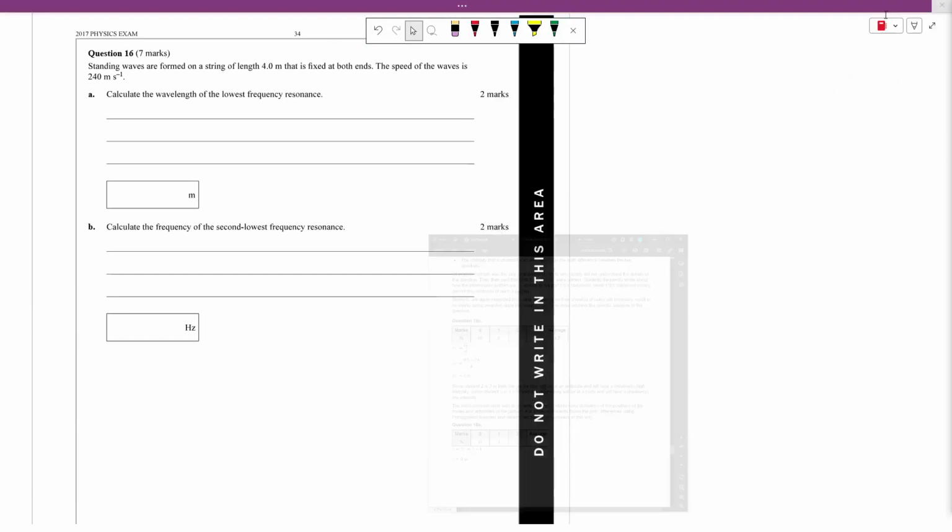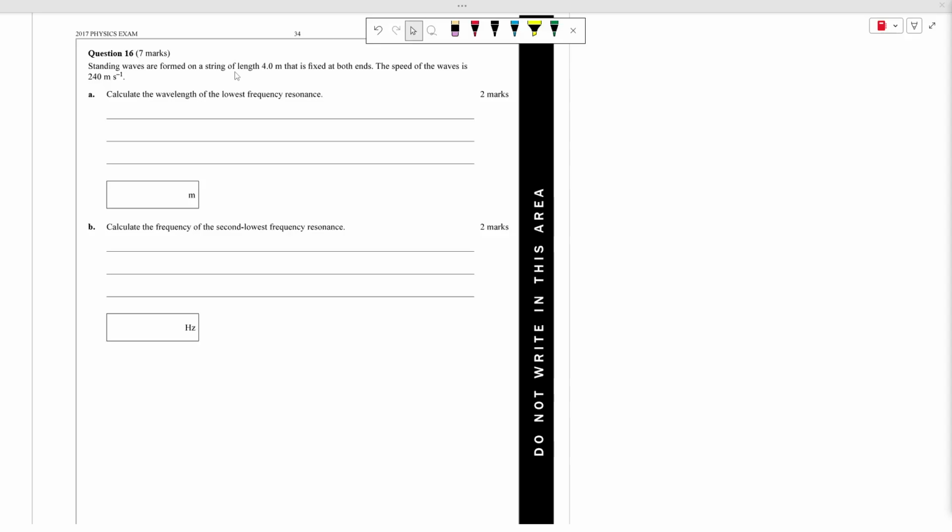Question 16. Standing waves are formed on a string of length 4 meters that is fixed at both ends. The speed of the waves is 240 meters per second. Okay, I'm going to highlight fixed at both ends. That's important. Calculate the wavelength of the lowest frequency resonance.